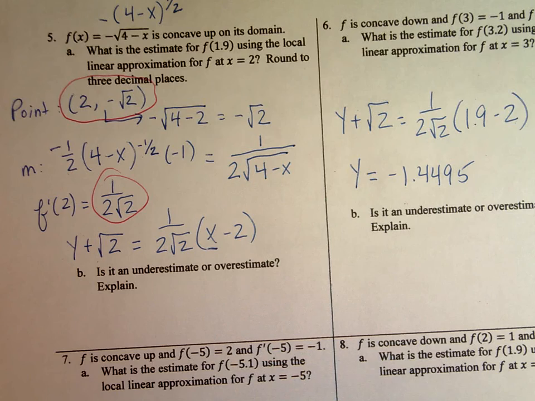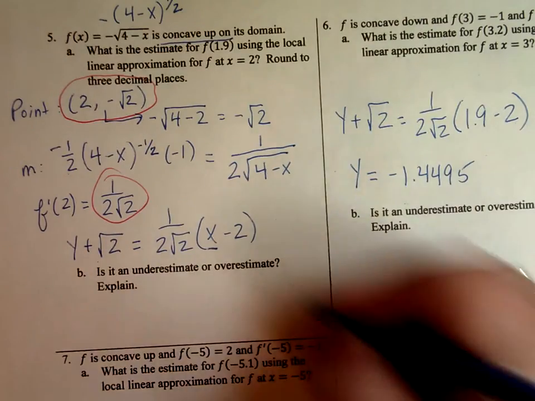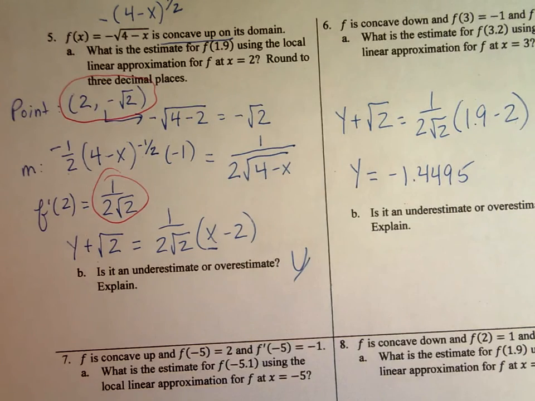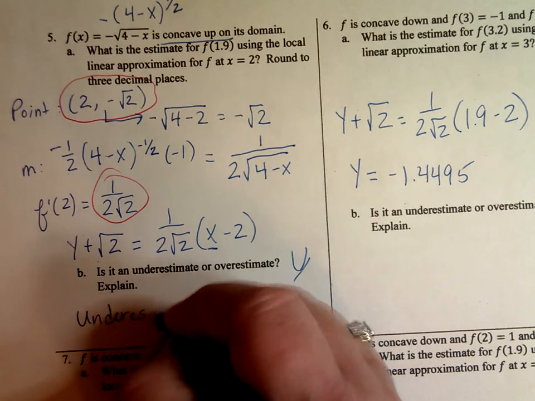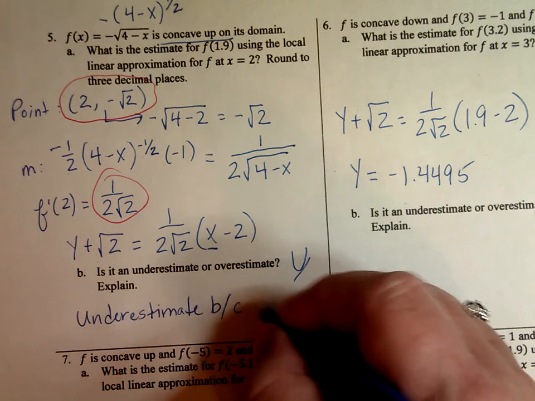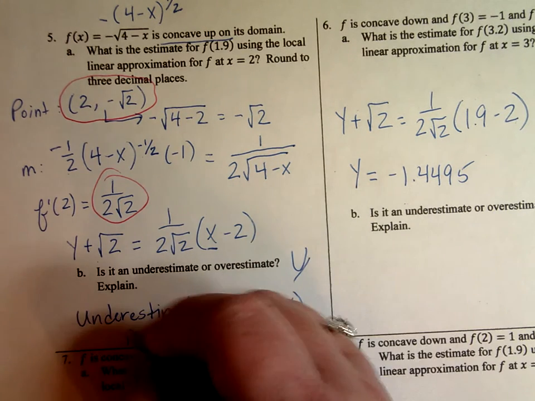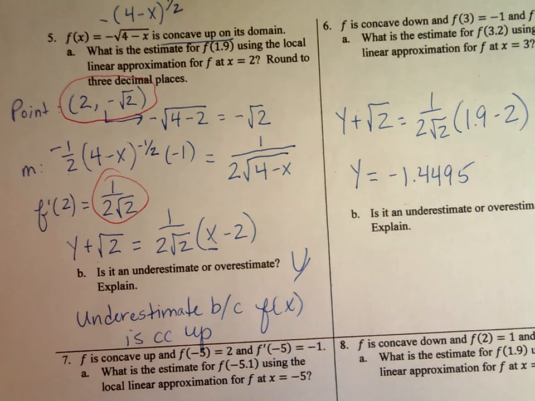Is it an underestimate or an overestimate? Go back up to the top of the problem. It is concave up. Concave up's a happy face. Tangent lines are below. Therefore, it is an underestimate. Explain. Because f of x is concave up. That's number 5.